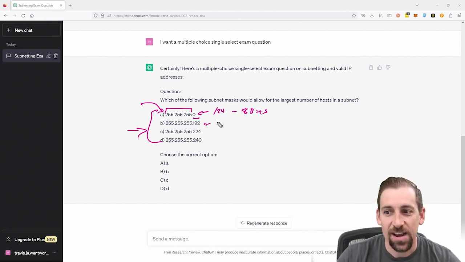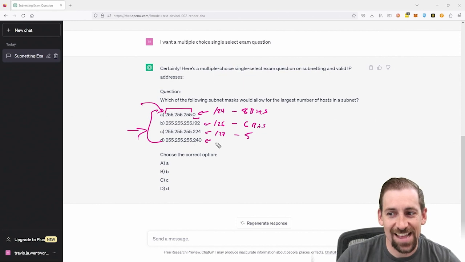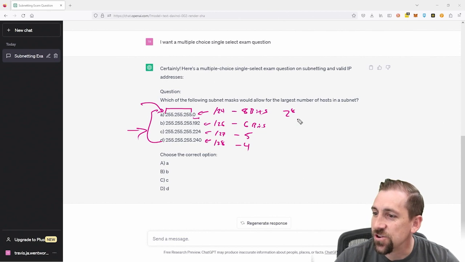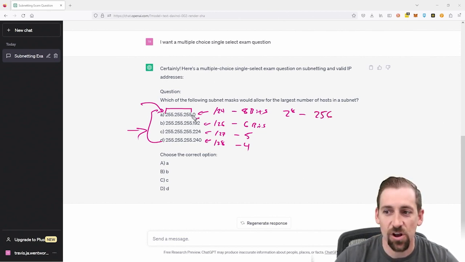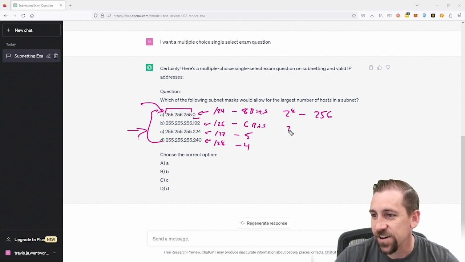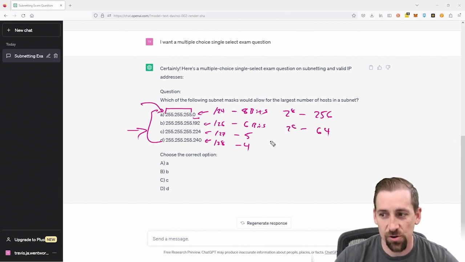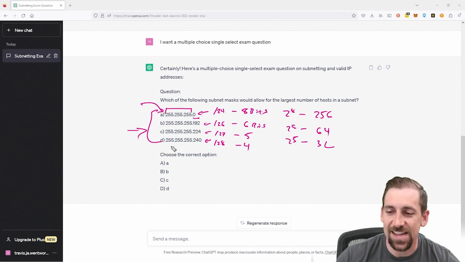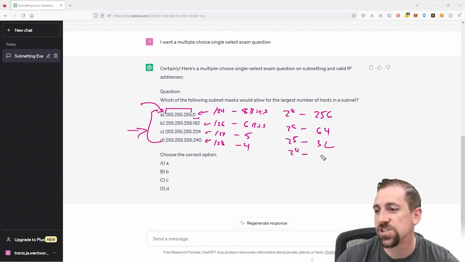This is actually a /26, 192. This uses only 6 bits for host. This is a /27. This uses 5 bits for host. And this is a /28. This only uses 4 bits for host. And so in this case, I actually have 2 to the 8th, which is 256 total hosts in this space. In this case, I have 2 to the 6th, which is 64 total hosts in this space. I have 2 to the 5th for single select C, which is 32 total hosts. And in single select answer D, I actually have 2 to the 4th, which is only 16 hosts.